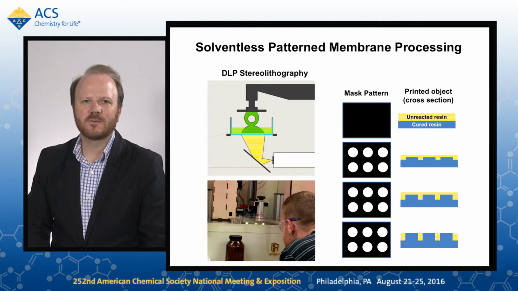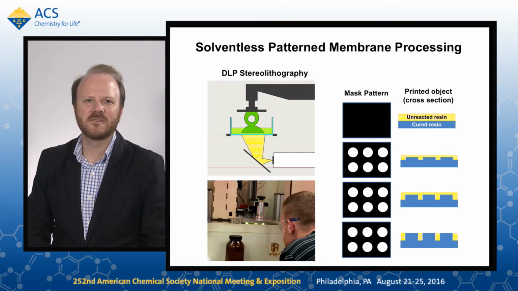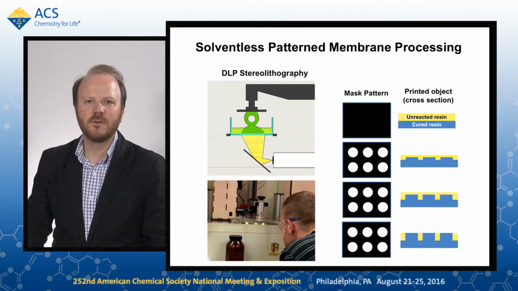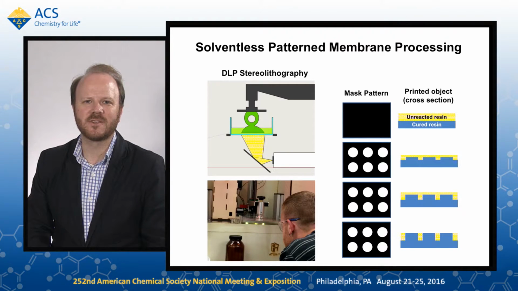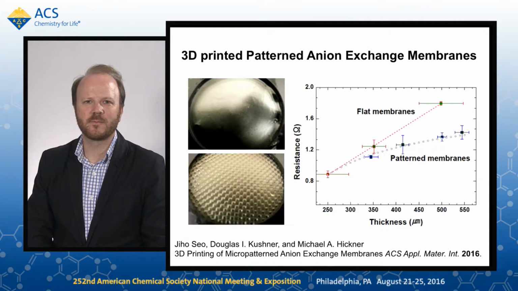What we did in this work is that we used solventless patterning of membranes using DLP stereolithography. So DLP stereolithography is a form of 3D printing where you use an electronic mask in order to pattern photoreactive mixtures of polymers. And so as you control the exposure and the pattern of the light, you can solidify this liquid polymer precursor into patterned surfaces as shown in these schematics.